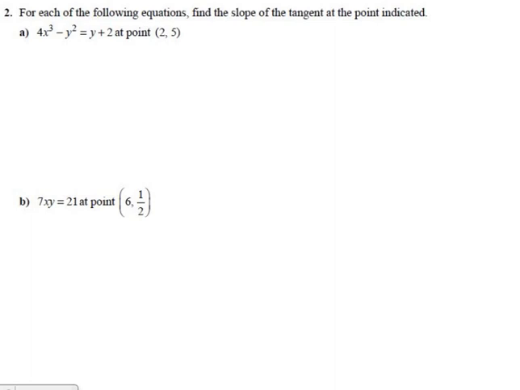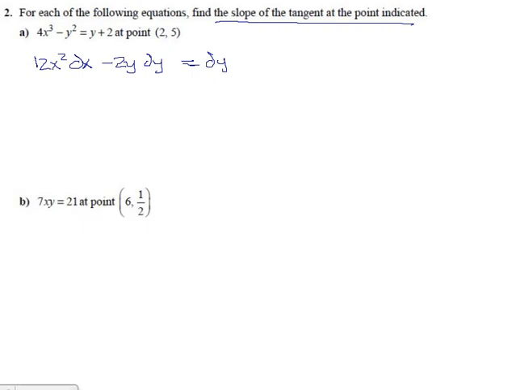Okay, more implicit differentiation, except we're using it now. Once we get our derivative, we're going to use it to find the slope of the tangent line. And they give us a point, so nothing too different. So 4x cubed minus y squared, when we do the derivative of this, 4x cubed gives us 12x squared dx, minus y squared gives us minus 2y dy, equals the derivative of y, which is just dy, and the derivative of 2 is 0.